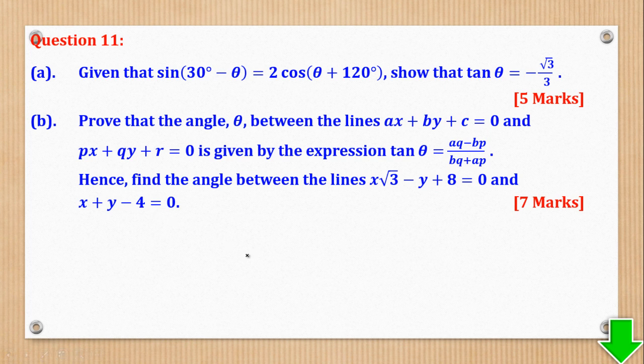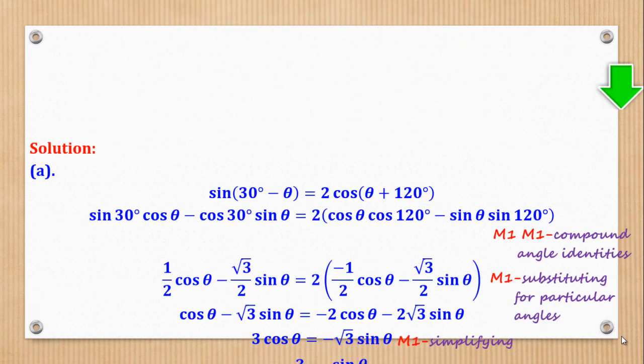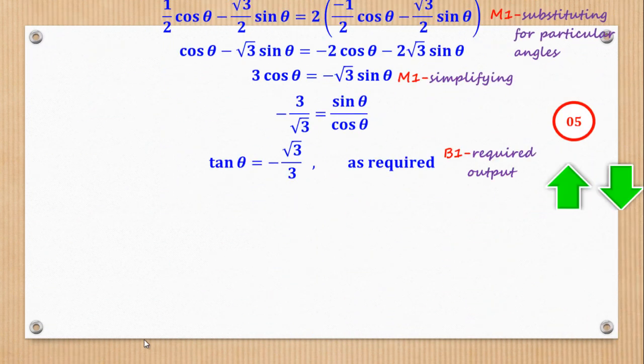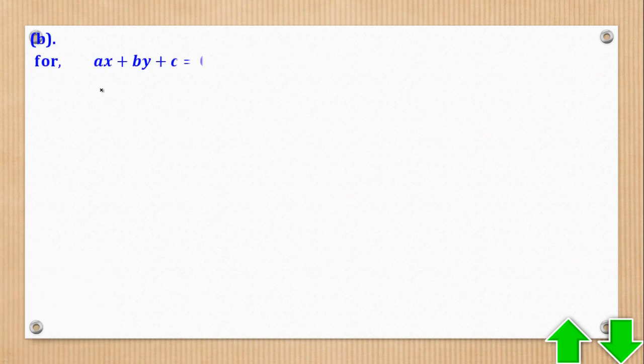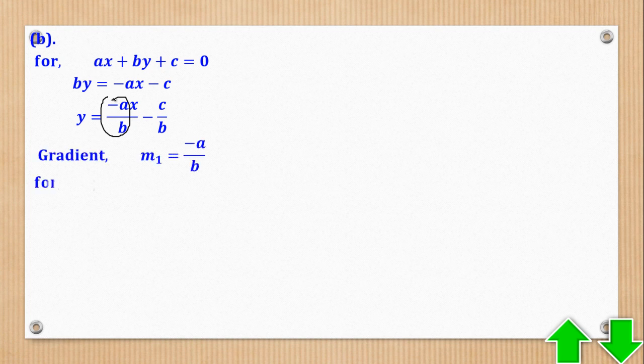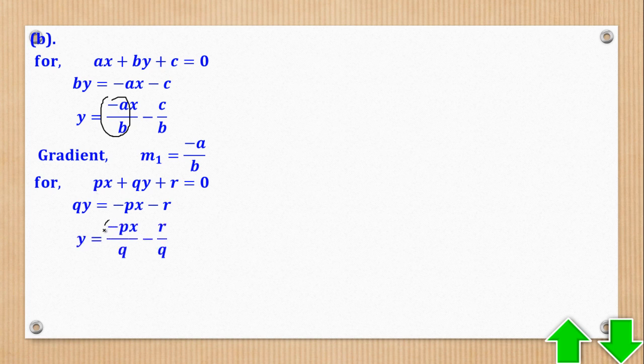Okay, so first of all, you need to remember that gradient is the same as tan of the angle. So I shall come here and say, for this line, rearrange it to be in the form of y equals mx plus c. So here the gradient is negative a over b. And for this line still, rearrange it, and realize the gradient is negative p over q.